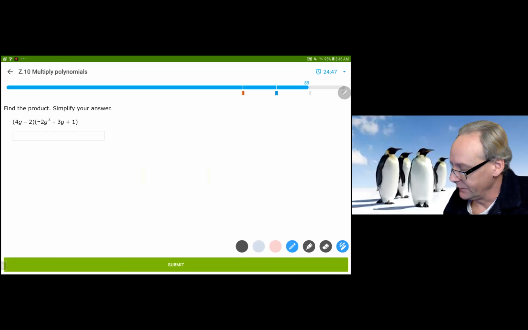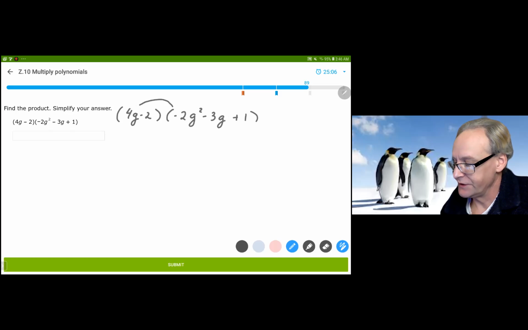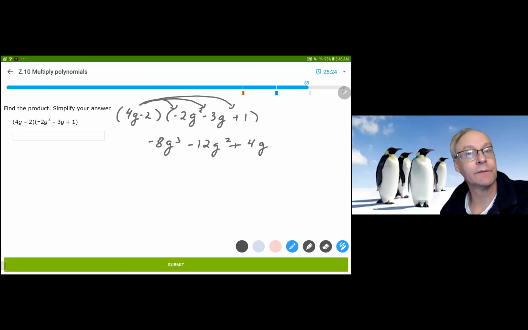And I'm going to rewrite it and do it all out for you, but I'd like you to do it yourself. So 4g minus 2, I'll try and write it a little neater than I have in the past, negative 2g squared minus 3, that's a square, g plus 1. I'm going to distribute my 4g times each of the terms. That's negative 8g to the third minus 12g squared plus 4g. There we go. A little neater.